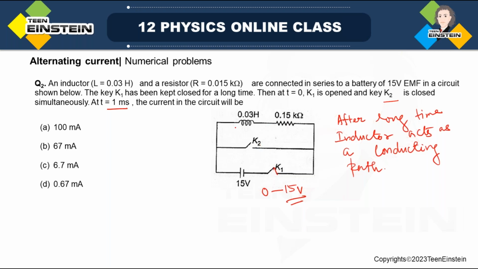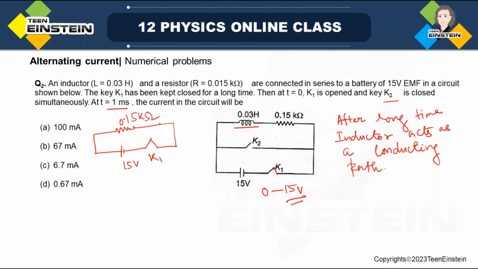So what will happen? This will be a conducting path, this will be the resistor, and this will be the voltage. So effectively after a long time, when K1 is closed for a long time, I'll just draw the effective circuit, which is connected here, K1. And see what you have. You have just a conducting path and this resistance. This is for the long time behavior of the inductor. The inductor will be a conducting path, and in the circuit you will have only this resistance. This is actually 15 volt.